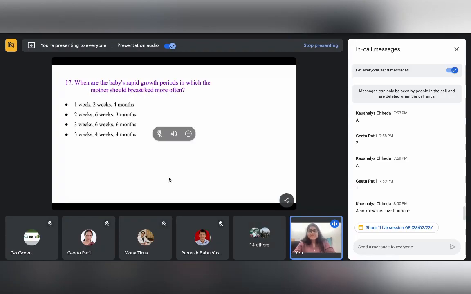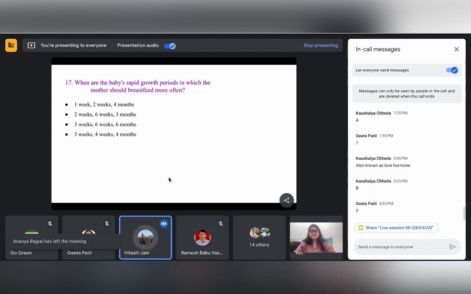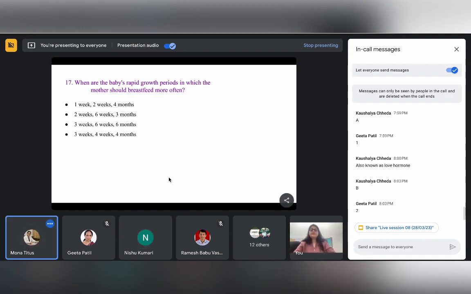When are the baby's rapid growth periods in which the mother should breastfeed more often? Okay, anybody else? Option B. I see most of you have said option B.